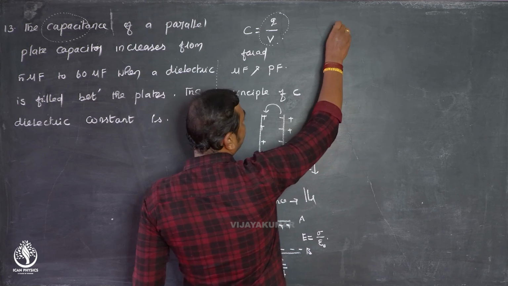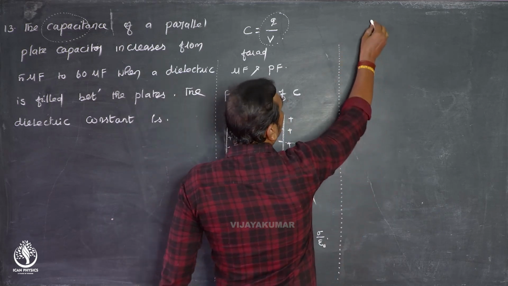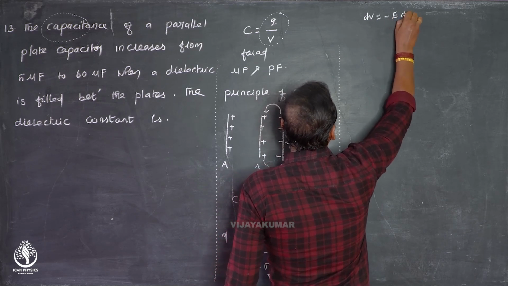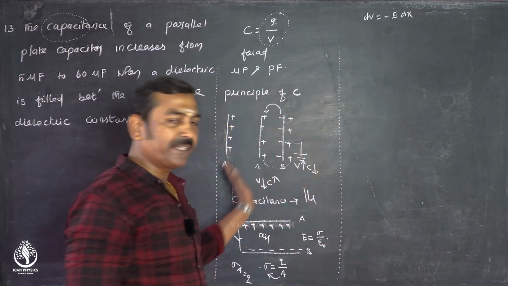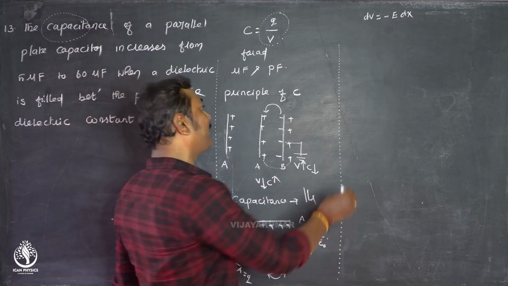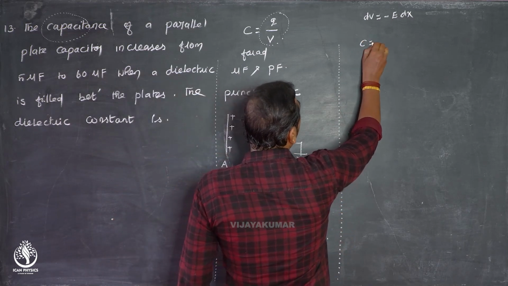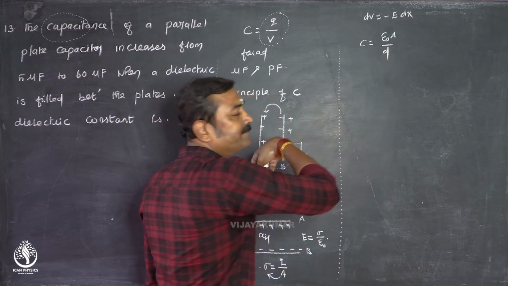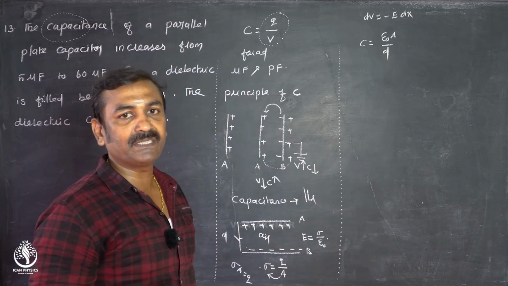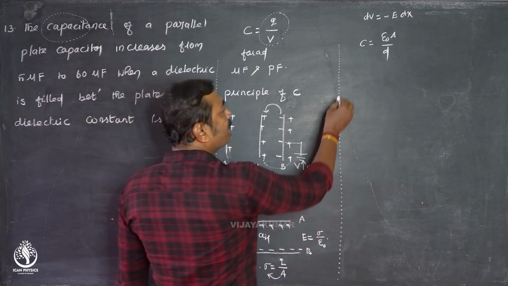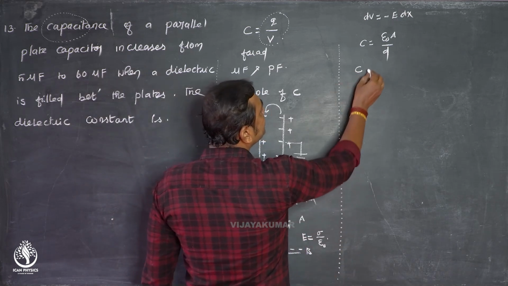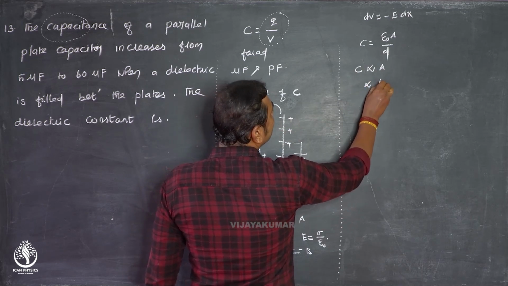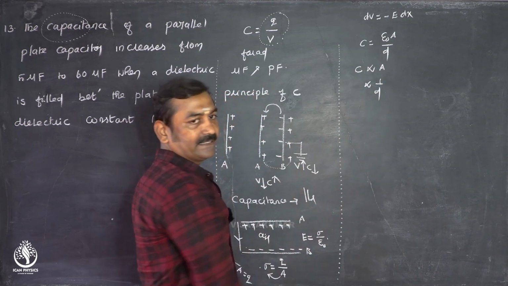We can go for dV equal to minus E into dx. By substituting all the values and deriving, finally we get C equal to epsilon 0 A by D. So the capacitance of the parallel plate capacitor is directly proportional to the area and inversely proportional to the distance.